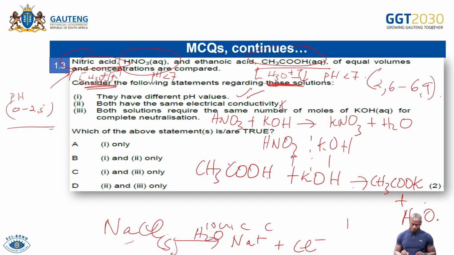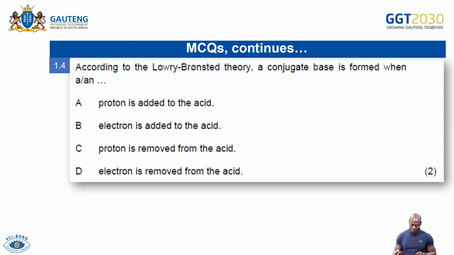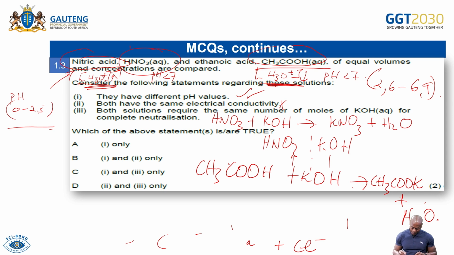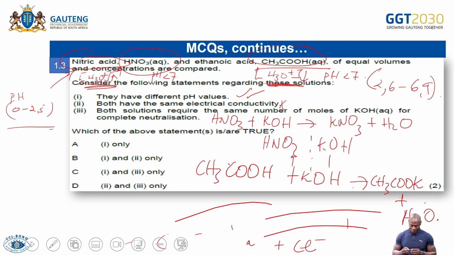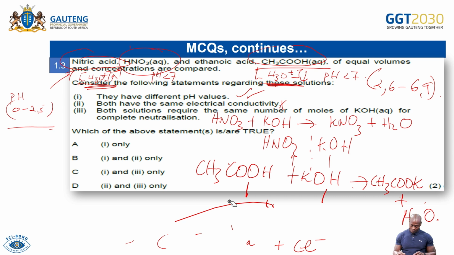What is the ratio of acid to base? The ratio of ethanoic acid to potassium hydroxide. Again, the ratio here is 1 is to 1. So the ratio of ethanoic acid to potassium hydroxide is also 1 is to 1.